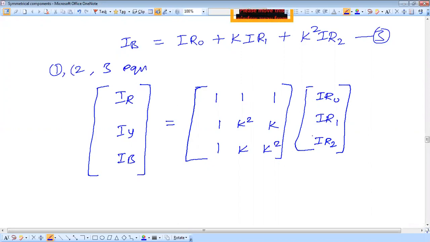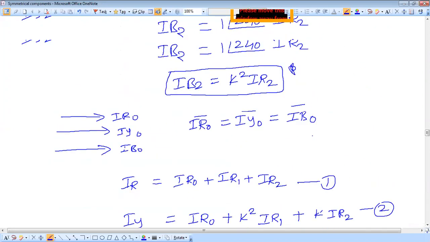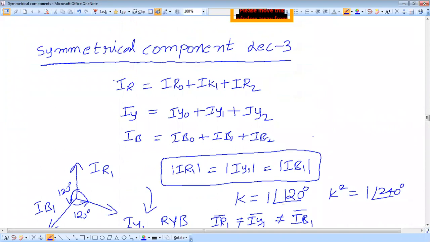In the previous equation, to analyze IR, IY, IB, we required 9 components. That is IR0, IR1, IR2 required, and IY0, IY1, IY2. Now what we are doing, we convert these 9 components into 3 components by using the operator K, to reduce the time for the analysis.